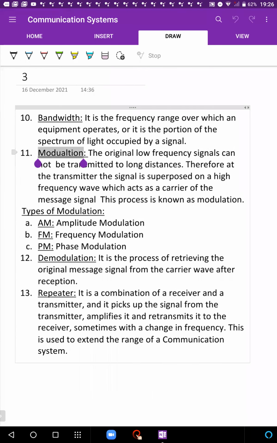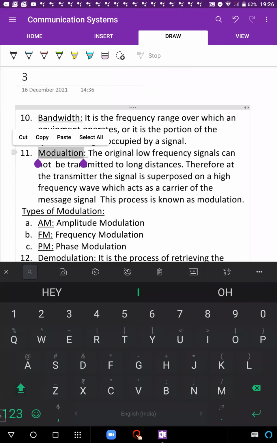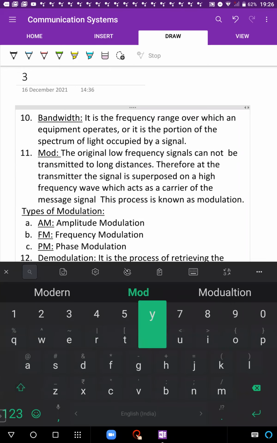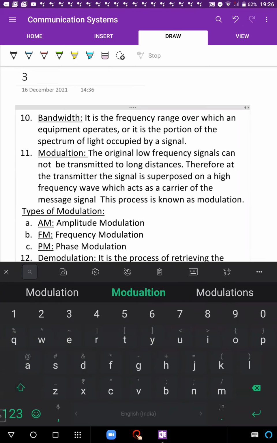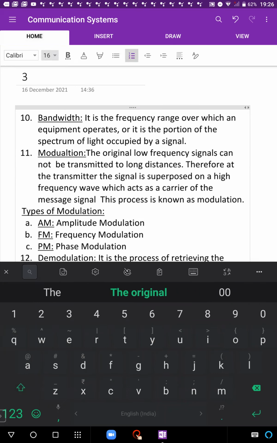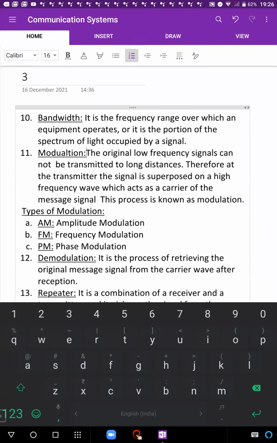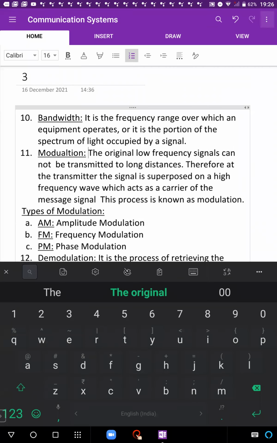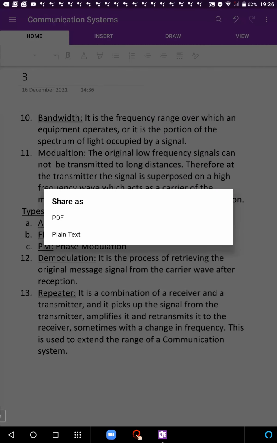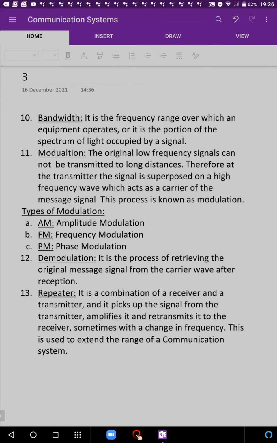There is a spelling mistake here. Modulation. Modulation. Let's upload this. Don't forget.